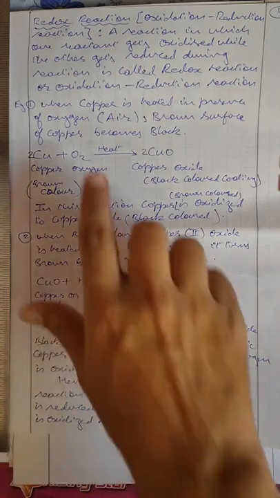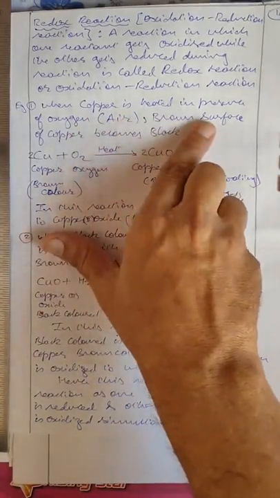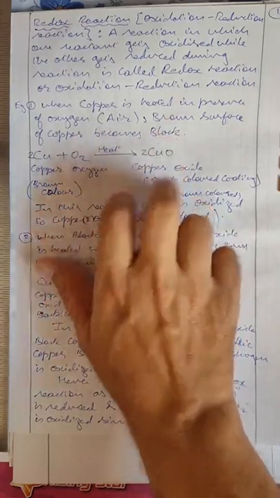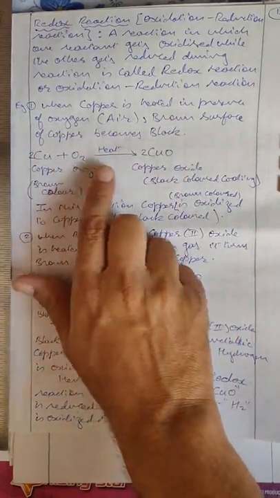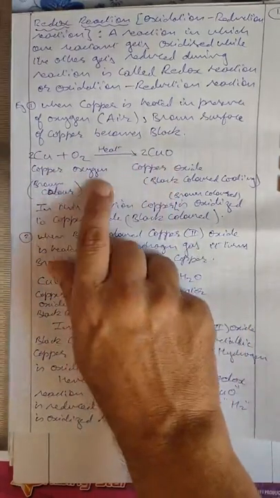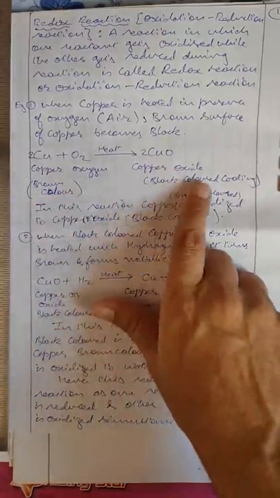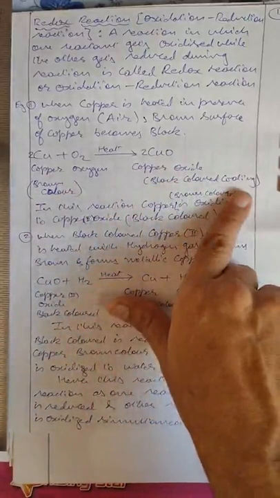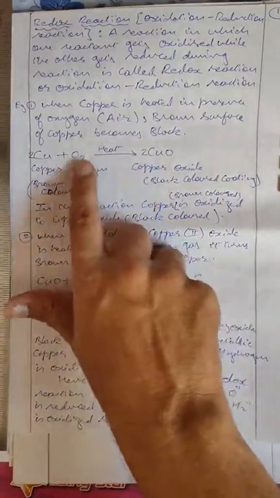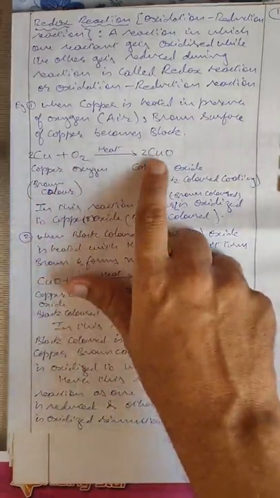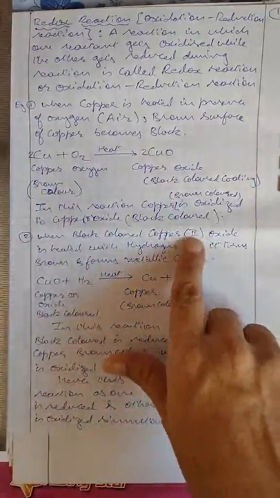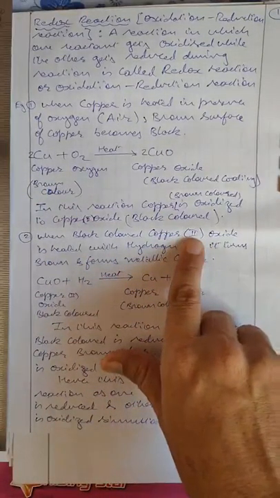We will take a few examples. When copper is heated in the presence of oxygen or air, the brown surface of copper becomes black. 2Cu plus O2 on heating will give 2CuO. Copper, brown colored, when oxygen is added, gets converted into copper oxide, which is a black colored coating. Here I have balanced the reaction with the help of a pencil. You can identify it.